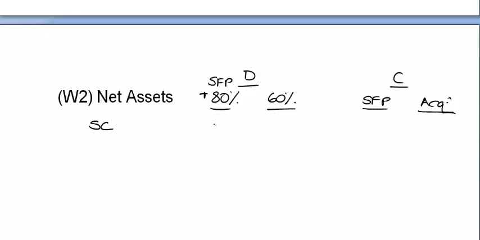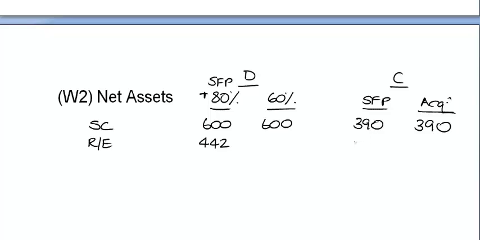So we have here share capital, 600, 600, 390, 390. And we've got retained earnings. I look at the figures in the statement of financial position. For data, it's 442. For captive, it's 169. Other components of equity, for data, it's 37, and for captive it's 45.